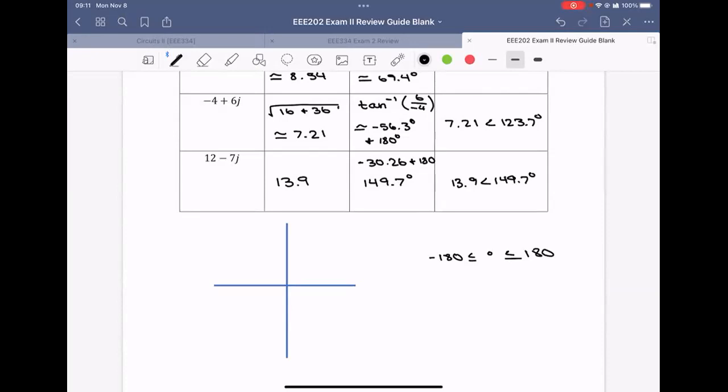Why are we adding 180 to this last one? If the negative 30, isn't that like... That would work. So you could do either one.